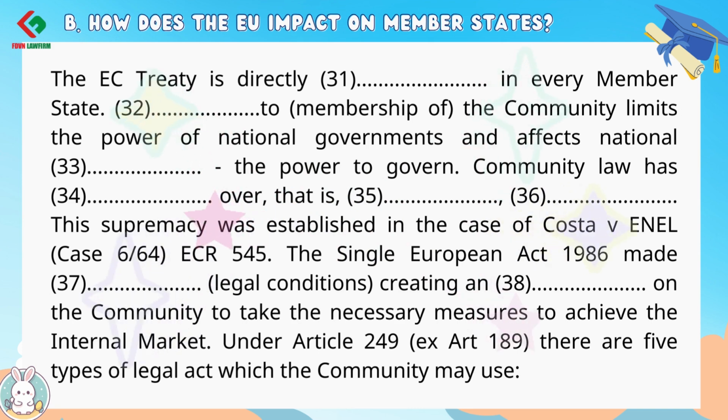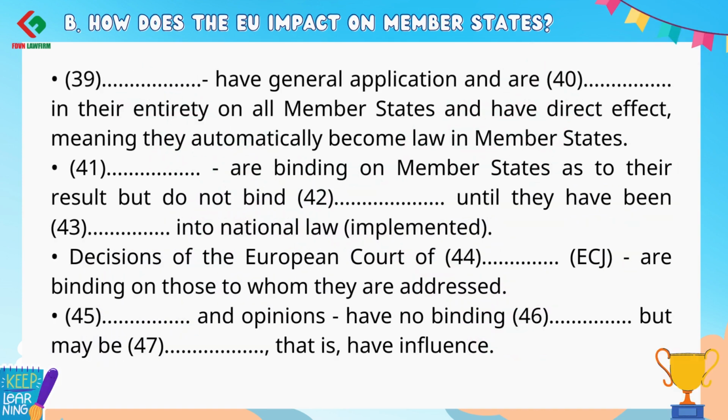Under Article 249, ex Article 189, there are five types of legal act which the community may use. Regulations have general application and are binding in their entirety on all member states and have direct effect, meaning they automatically become law in member states.